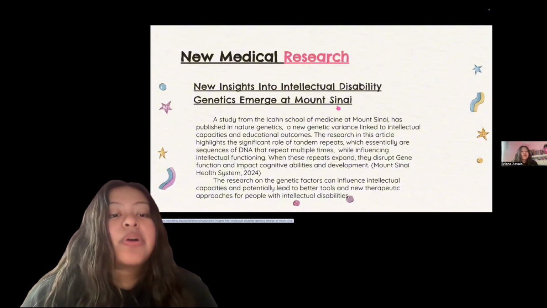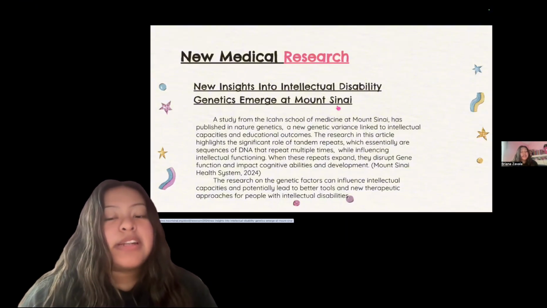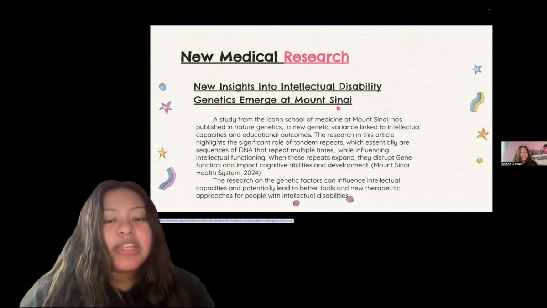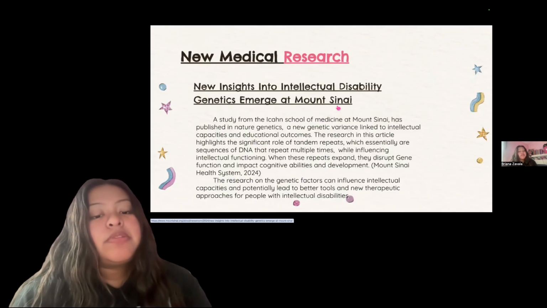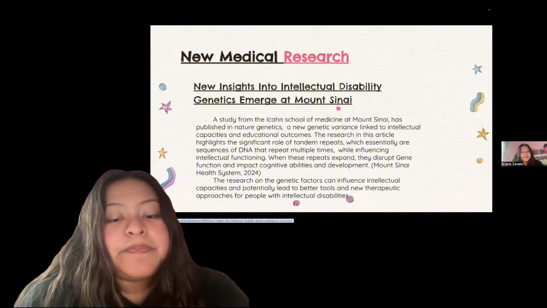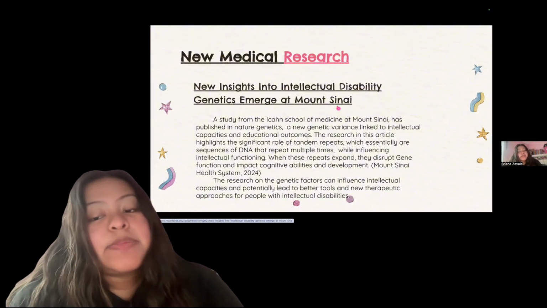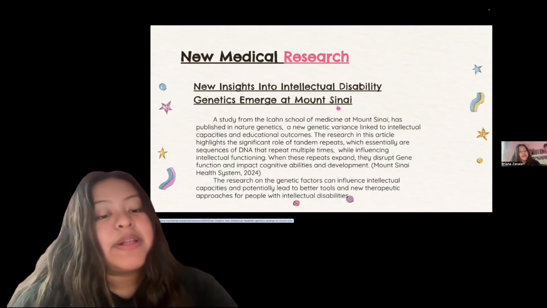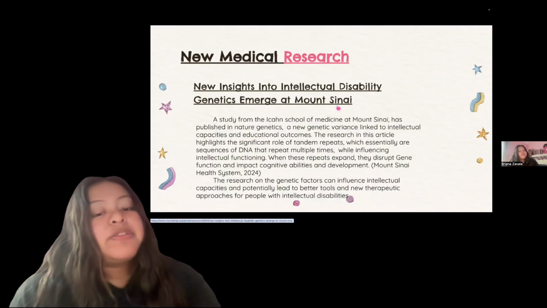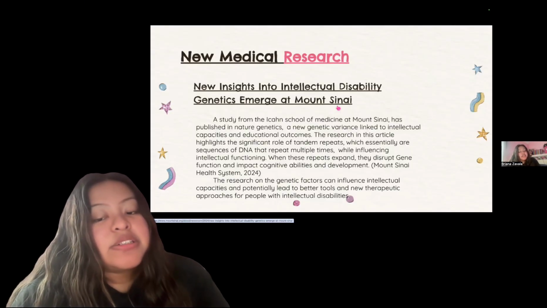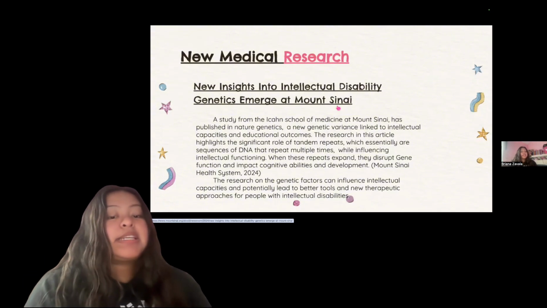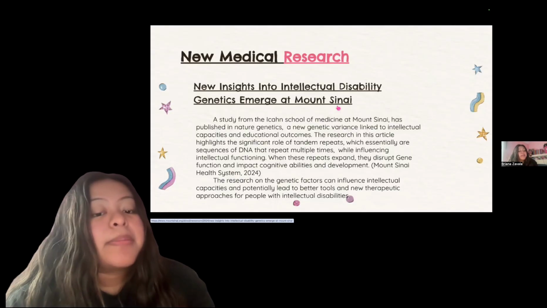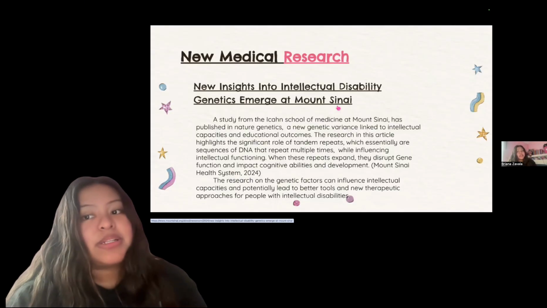The research in this article highlights the significant role of tandem repeats, which essentially are sequences of DNA that repeat multiple times, while influencing intellectual functioning. When these repeats expand, they disrupt gene function and impact cognitive abilities and development. To recap, the research on genetic factors can influence intellectual capacities and potentially lead to better tools and new therapeutic approaches for people with intellectual disabilities.